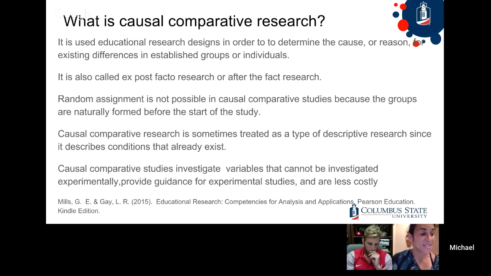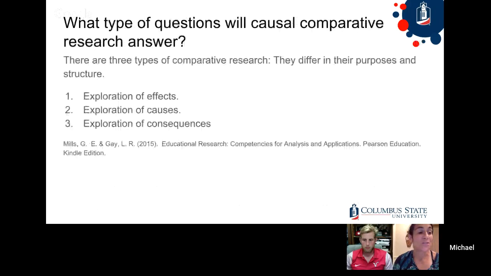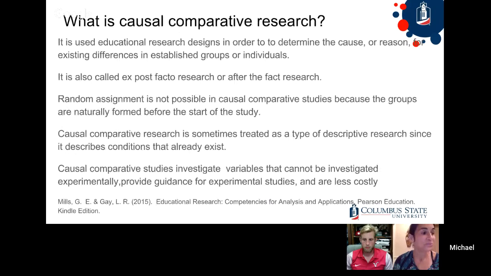Causal comparative studies investigate variables that cannot or should not be investigated experimentally. They facilitate decision-making, provide guidance for experimental studies, and are less costly. In causal comparative research, a researcher selects two groups of participants, the experimental and the control group. Sometimes this is referred to as a comparison group.